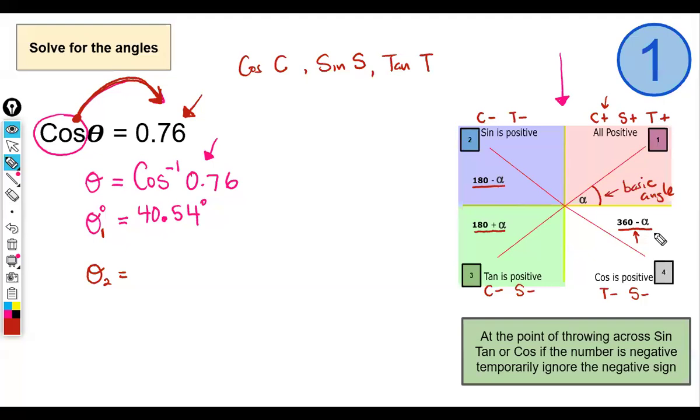360 minus 40.54. Send the answer on the chat and we're finished with the question. And I'm seeing this on my calculator, 319.46 degrees. I know some of you are still not 100% on it, right? You probably just need another question to practice on. Once you memorize the chart here, it's going to be super easy, right?